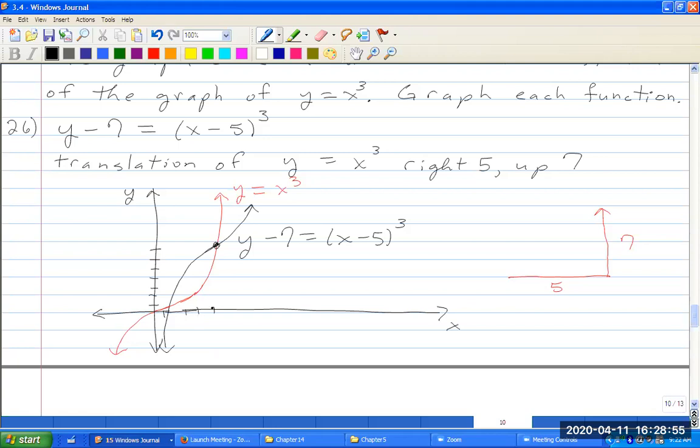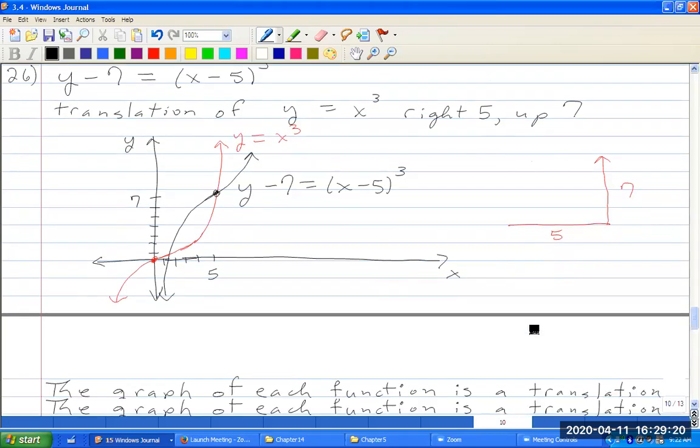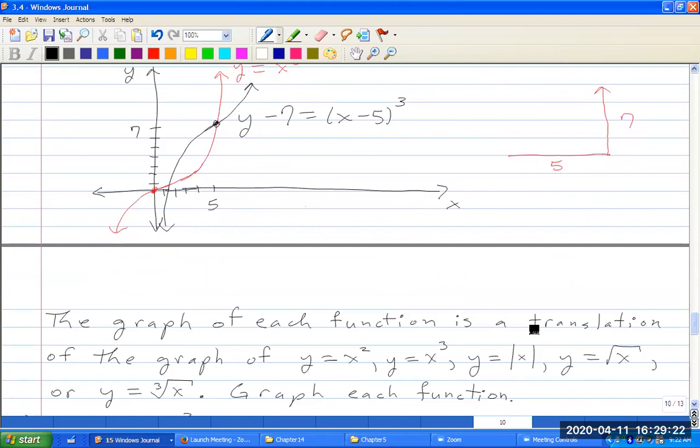1, 2, 3, 4, 5, 7. There. So I basically took what this graph looks like here and moved it. I'm just showing the origin so that you can see it, quote unquote, move 5 units in the x direction and 7 units in the y direction. Okay, let's do this. Cube root.